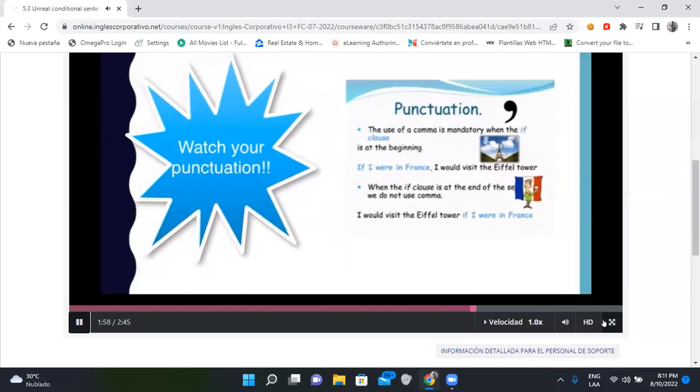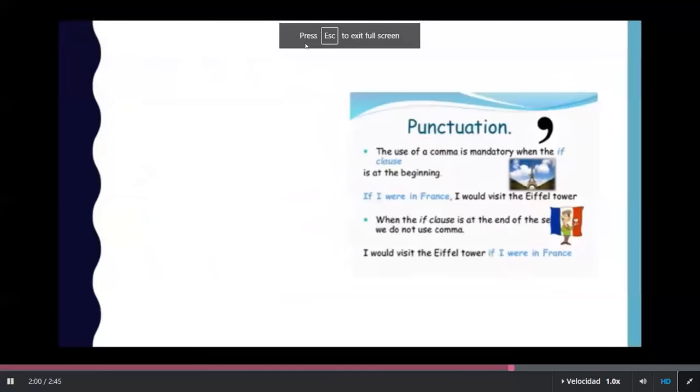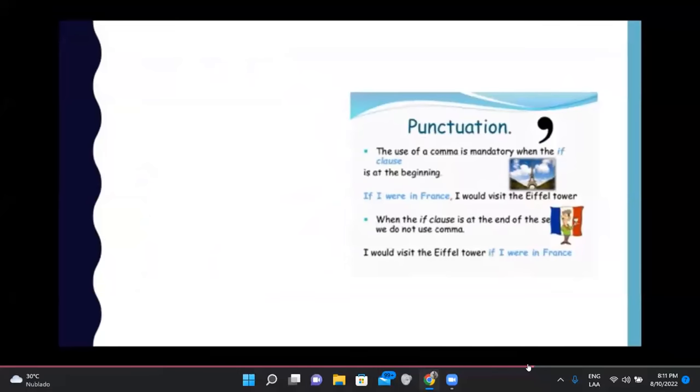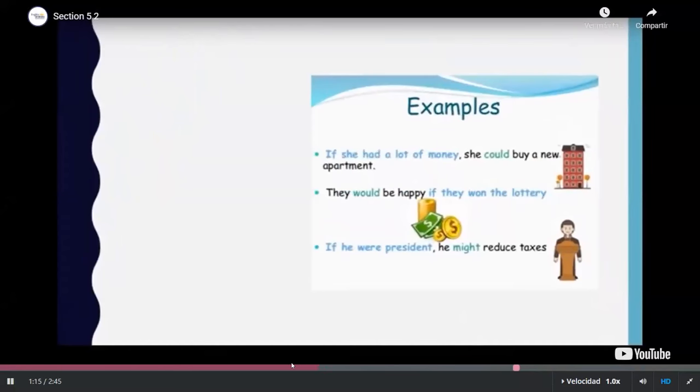Notice the use of a comma. But when the if clause is at the end of the sentence, we do not use a comma. Finally, we have some examples.